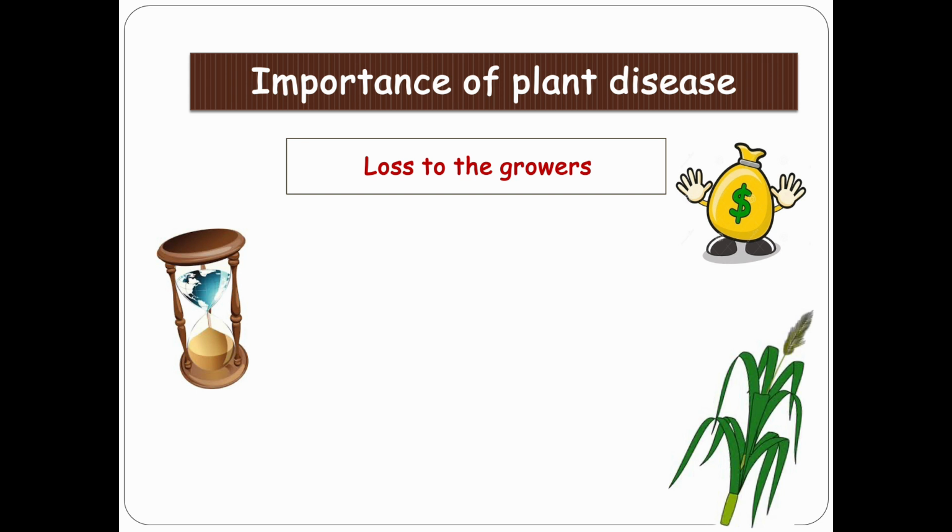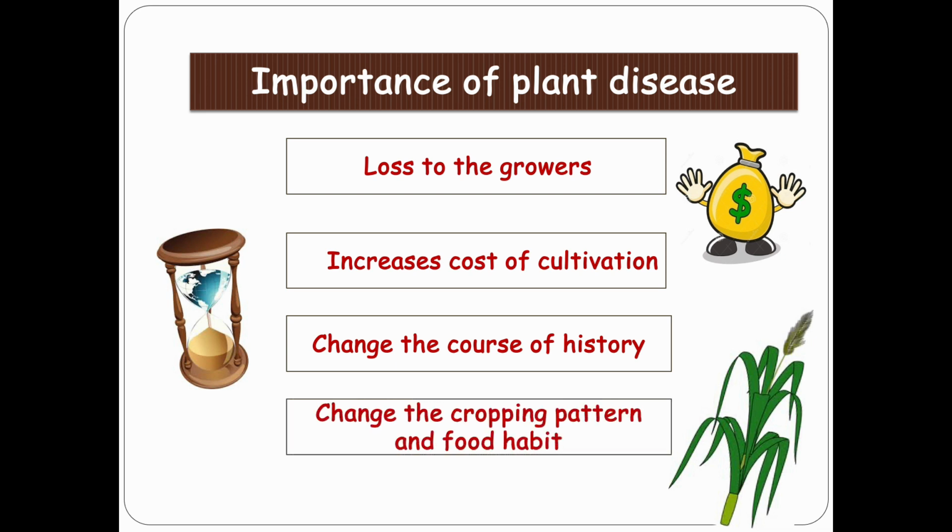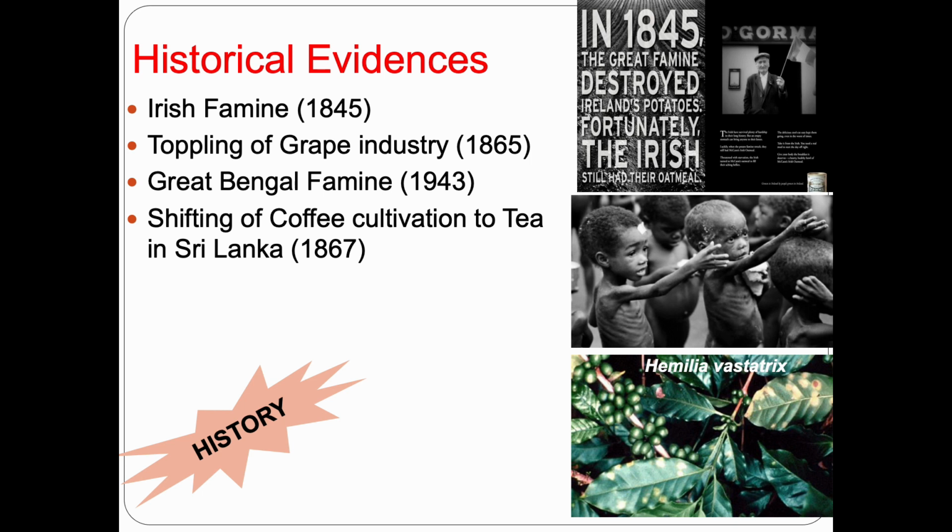Regarding the importance of plant disease, if a particular disease occurs in a particular area, it may cause huge loss to the growers. It increases the cost of cultivation, changes the course of history, and can change the cropping pattern as well as food habit. For that, I will give some examples in the next few minutes. There are a huge number of historical evidences which prove the importance of plant diseases.